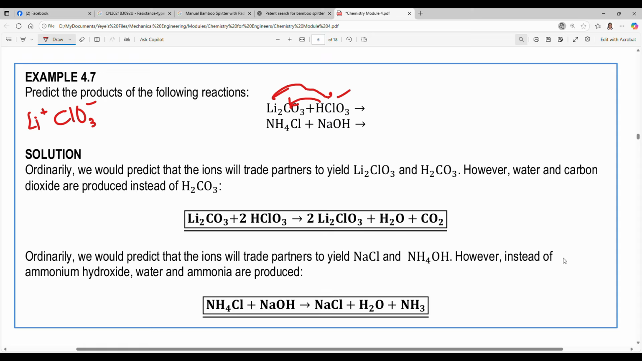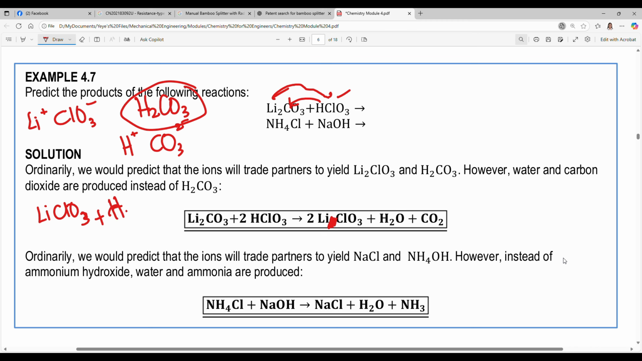So it becomes LiClO3. Okay, so that is LiClO3, then hydrogen plus carbonate, whose charge is negative 2, so it becomes H2CO3. Since this is a carbonic acid, the product is H2CO3.